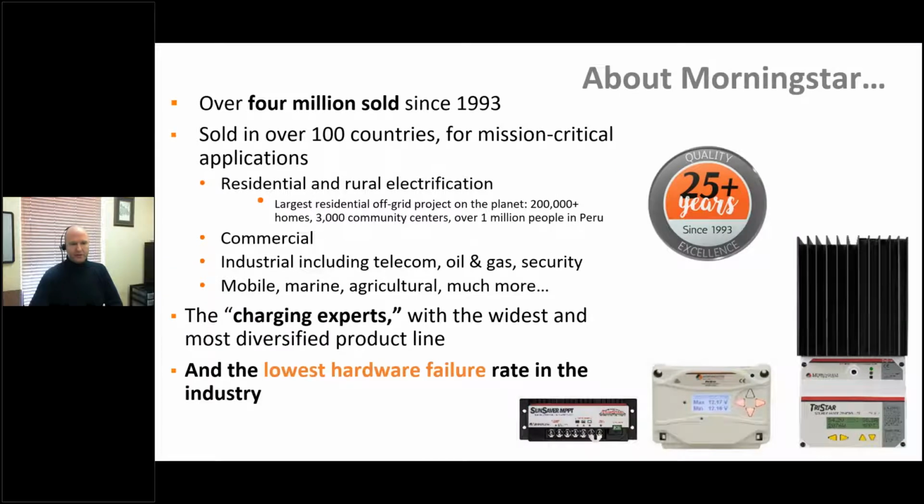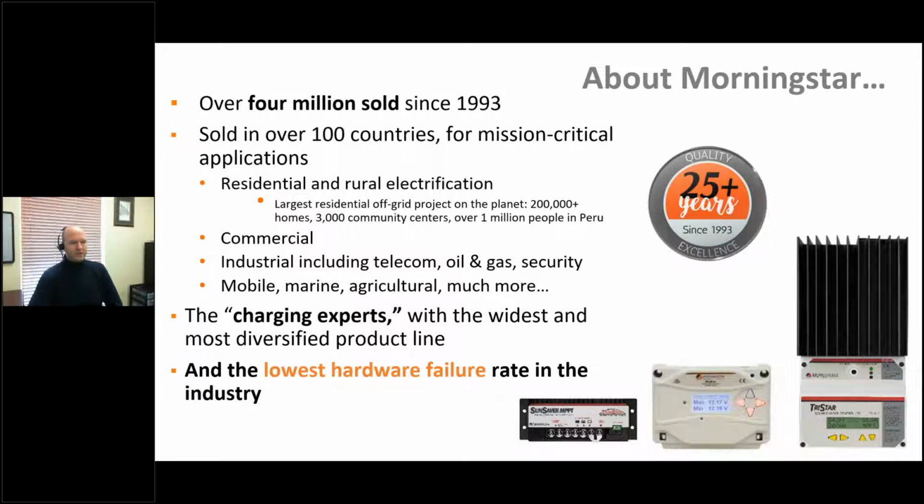Okay, so with that, I'll get started. A little bit about Morningstar. We have over 4 million products deployed around the world since our company's inception in 1993. And we are the leading supplier of solar charge controllers with a specific focus on off-grid and remote power systems. We have products in over 100 countries and have distributing partners all around the world.